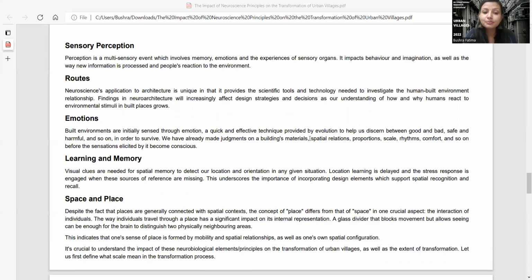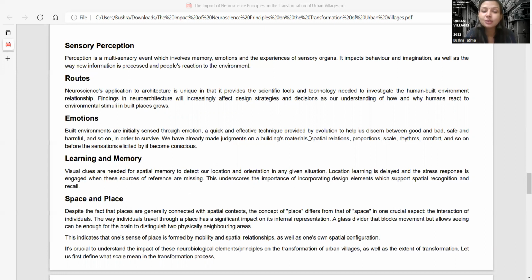So in sensory perception, perception is a multi-sensory event which involves memory, emotions, and experience of sensory organs. It impacts behavior and imagination, as well as the way new information is processed and people's reaction to the environment. And in roots, neuroscience application to architecture is unique in that it provides the scientific tools and technology needed to investigate the human-built environment relationships.